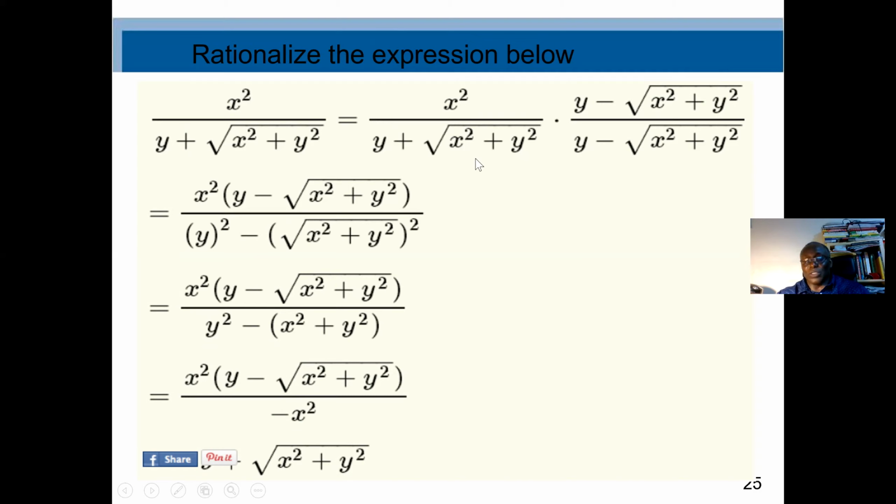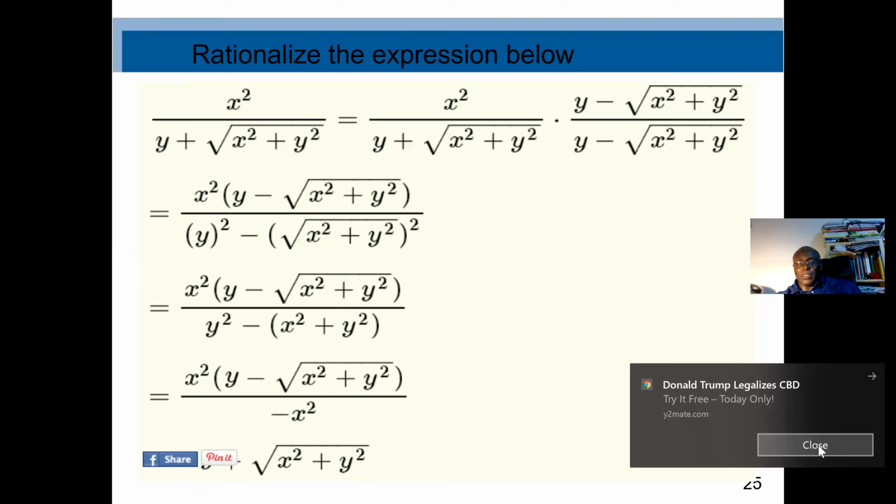Here we are using the difference of two squares. A plus b times a minus b is the same as a squared minus b squared. So our y will be our a, so we get a squared. Then the square root of x squared plus y squared will be our b, so we get b squared. Again, the goal is to remove the radical sign. So we can see the square will cancel the square root.